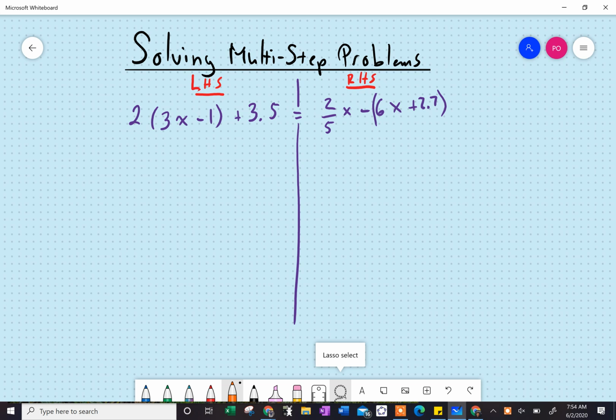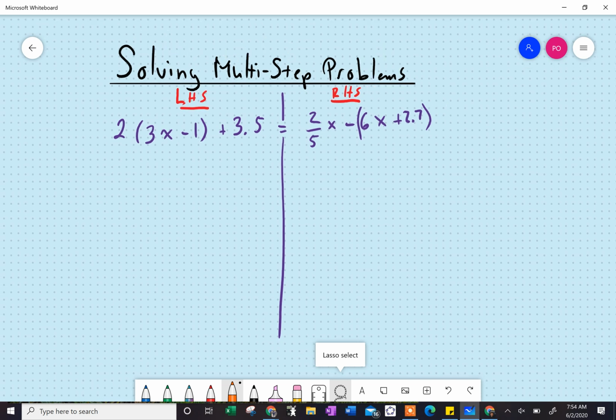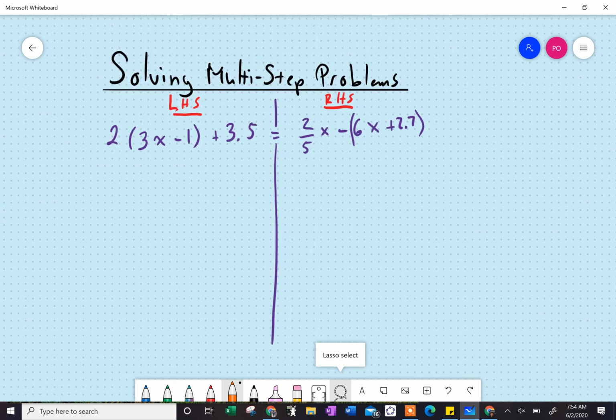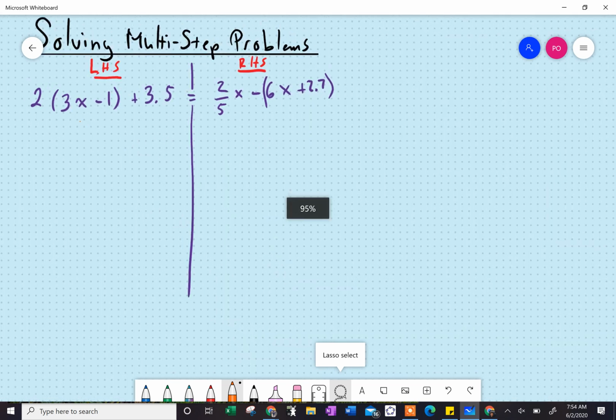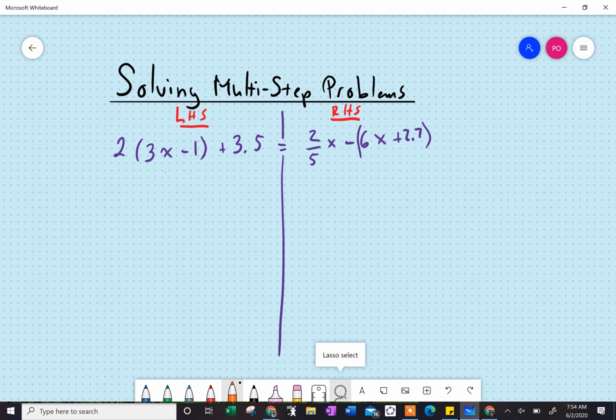I just want to take a look at what we have here. Before we do anything, what I do know is I have an unknown, and when that unknown is multiplied by 3 and I take away 1, and then I add 3.5, it has to be equal to the same unknown, which has 2/5 of that value, minus 6 times the unknown plus 2.7. There's lots going on here. So let's just tidy this up.